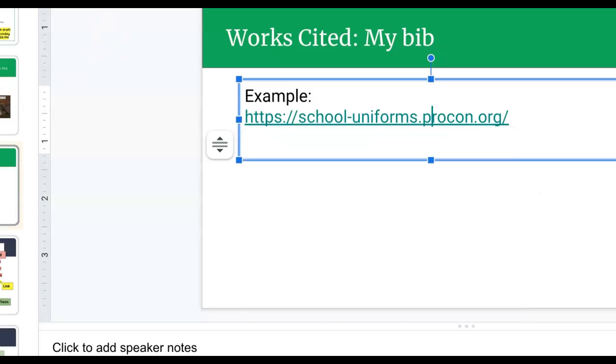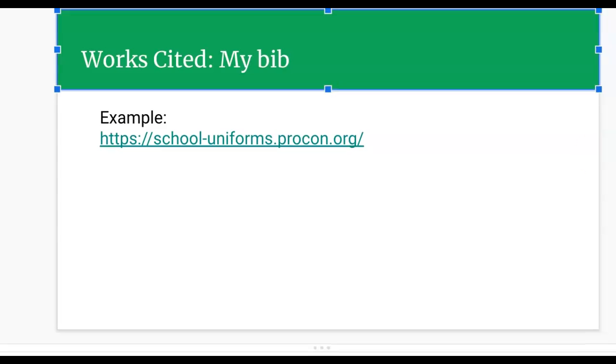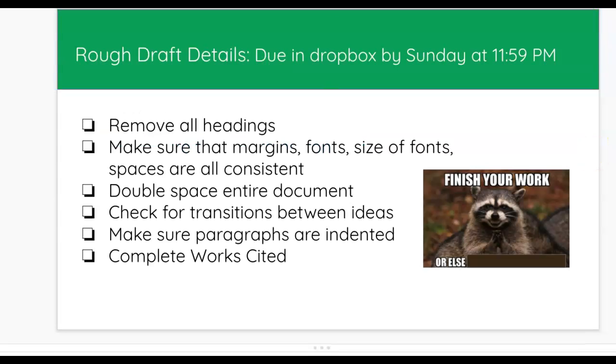All right, so just to recap, when you are putting final touches on your final draft of your essay, what you need to do is look through this checklist, which is the rough draft details: remove all the extra headings, make sure all the margins, fonts, size of fonts, types of fonts, and spaces are all consistent so that it doesn't look messy and it actually looks like a paper. Make sure you double space it. Read over, check for transitions or missing words because you're putting things together. Make sure all paragraphs are indented and complete the works cited page.